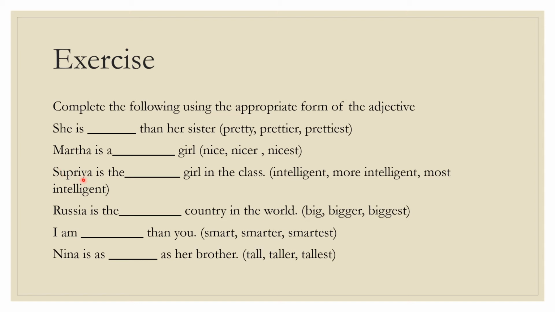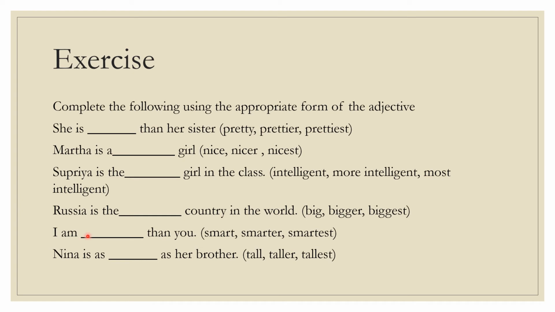Third: Supriya is the dash girl in the class. The alternatives: intelligent, more intelligent, most intelligent. So the correct answer is Supriya is the most intelligent girl in the class. Most intelligent is in the superlative degree. Russia is the dash country in the world. The alternatives: big, bigger, biggest. So the correct answer is Russia is the biggest country in the world. So biggest is in the superlative degree.